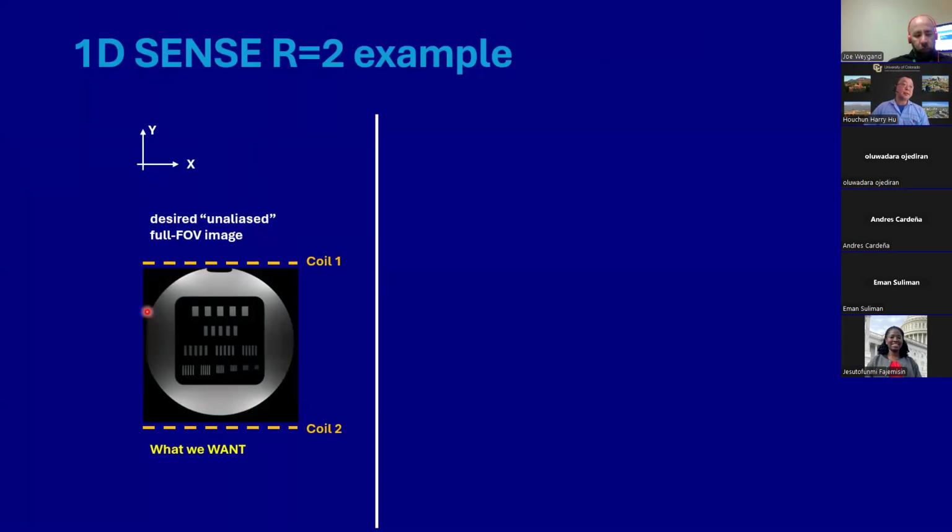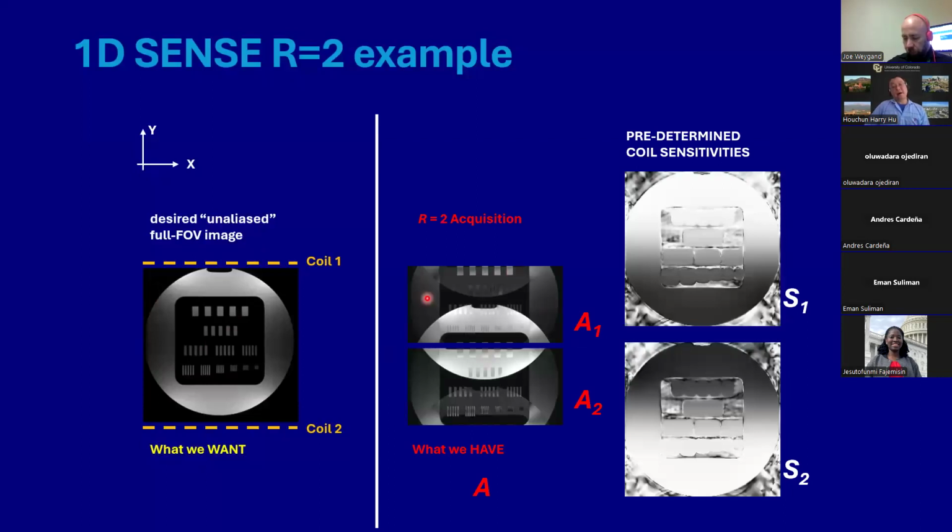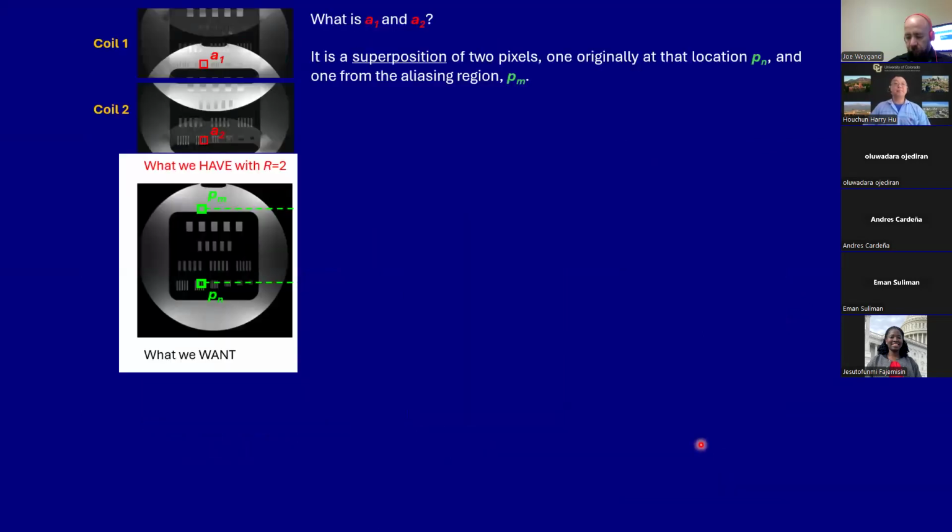Coming back to the original phantom, pretend I have a coil on the top and a coil on the bottom, and that's obviously what we want, but that's not what we get. What we get is the aliased image because we're cheating K-space for an R factor of 2. I will talk about this later, but for now, just know that we have some predetermined coil sensitivity profiles, and you can see that I've measured the coil sensitivity profiles along the object, and you can see that the top coil has high sensitivity on the top, and the bottom coil has high sensitivity on the bottom.